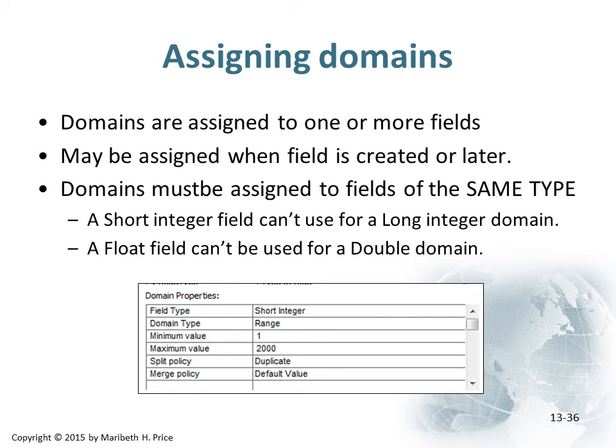So assigning domains. Domains are assigned for one or more fields. They're assigned when the field is created or later. Domains must be assigned to fields of the same type. A short integer field can't use a long integer domain. A float field can't be used for a double domain. So if it's short integer, it's got to stay short integer basically. If it's float, it has to stay float.